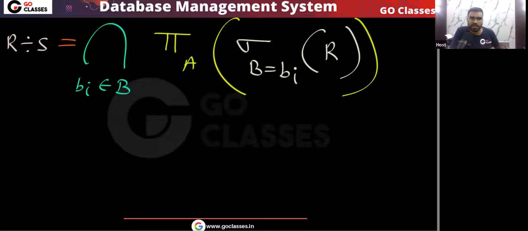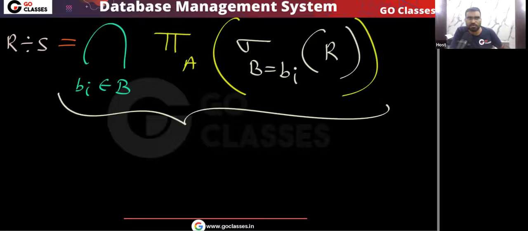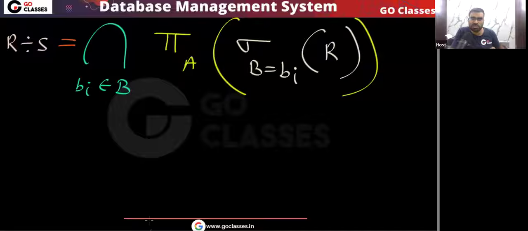In the GATE exam, they can give you this equation, remember. Did you understand this method? Did you understand this equation and its proof? Please tell me, did you understand this idea?